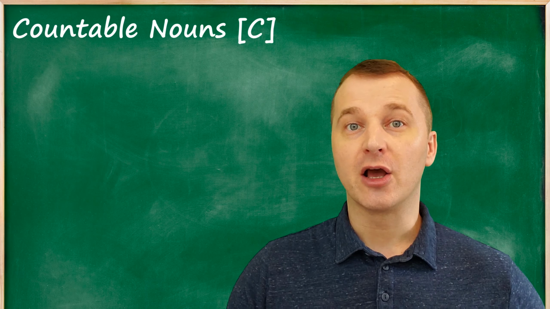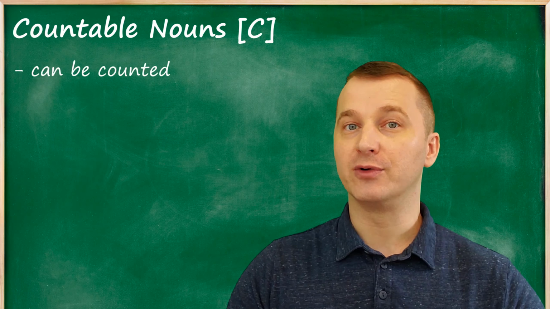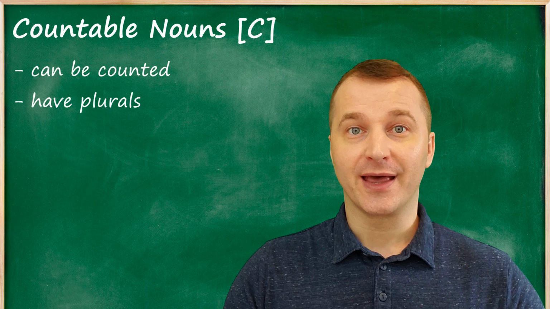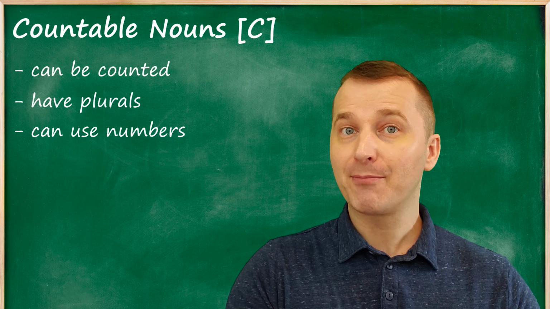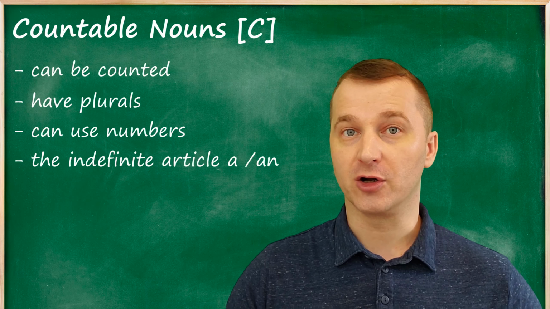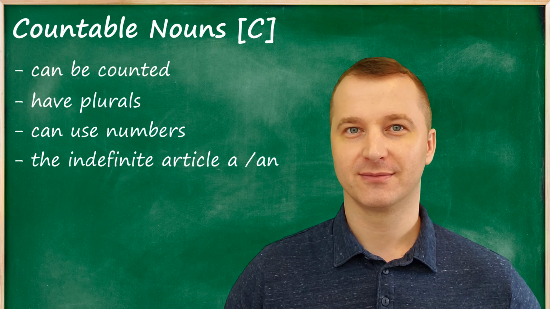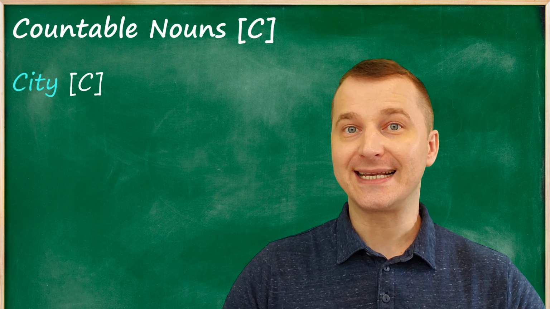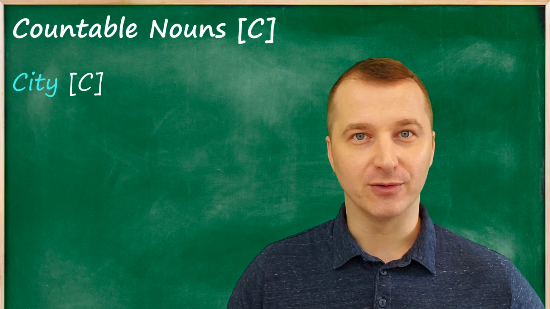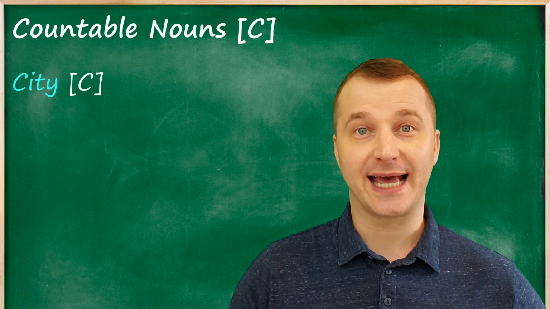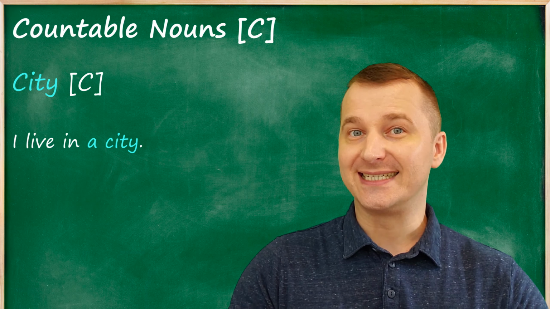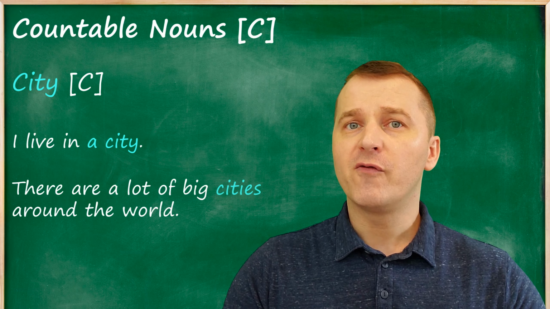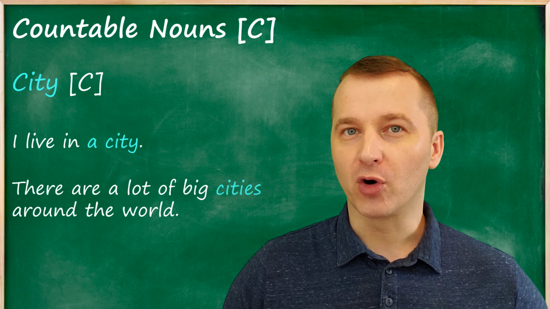Countable nouns are words which can be counted. These nouns have plurals. Therefore, we can use numbers or the indefinite article a or an. For example, the word city is a countable noun. You could say, I live in a city. Or, there are a lot of big cities around the world.